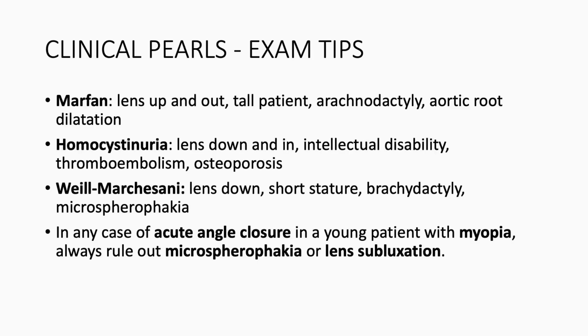Now let me give you some high yield pearls. Pearl number 1: always mention systemic associations when answering an ectopia lentis question. Marfan, the lens will be up and out; the patient will be tall with arachnodactyly and aortic root dissection. Homocystinuria, the lens will be down and in; intellectual disability, thromboembolism, or sometimes osteoporosis. Weill-Marchesani, the lens will be down; the patient has short stature, brachydactyly and microspherophakia.